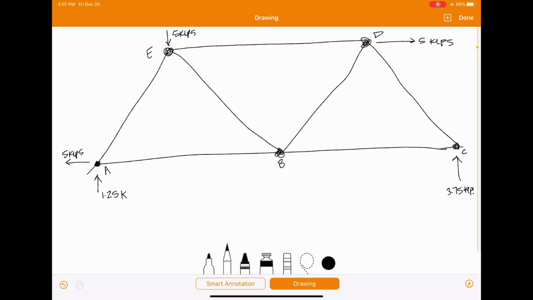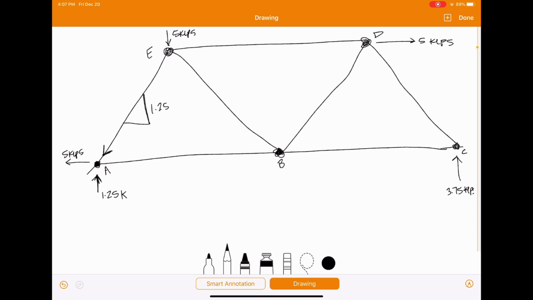All right, so how this is going to work is you're going to just add up all the forces at each node to equal 0. So each joint, just as you would in the method of joints. So we know that we've got 1.25 kips acting up at A. So we know to balance that out, we need a vertical down of 1.25 kips.